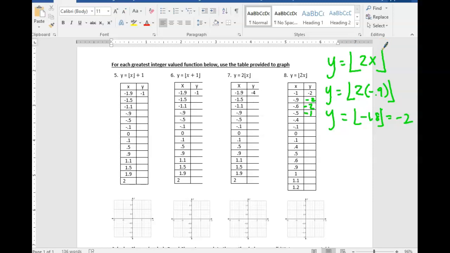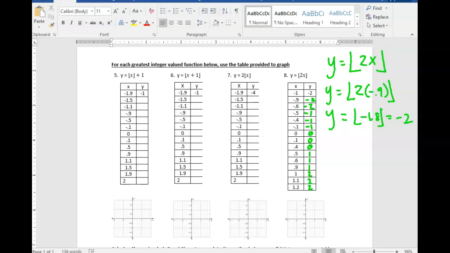Let's do negative 0.4. If I plug in negative 0.4, I get negative 0.8. And if I round that down to the nearest integer, that would be negative 1. So I'm going to go ahead and complete this table now. I think we kind of have the idea. So there's all my points.